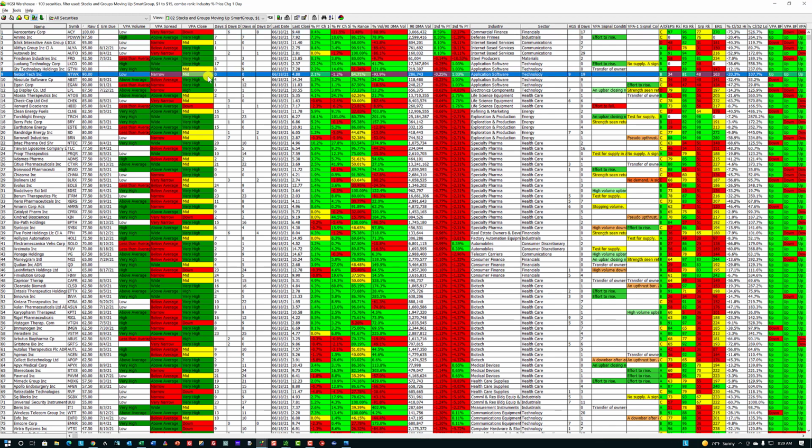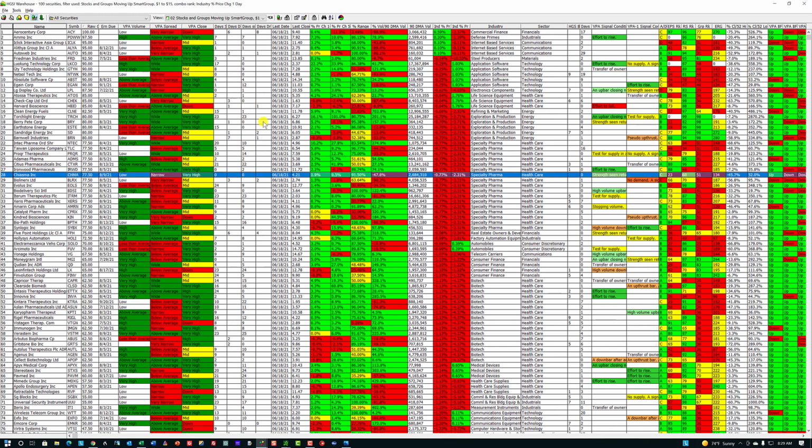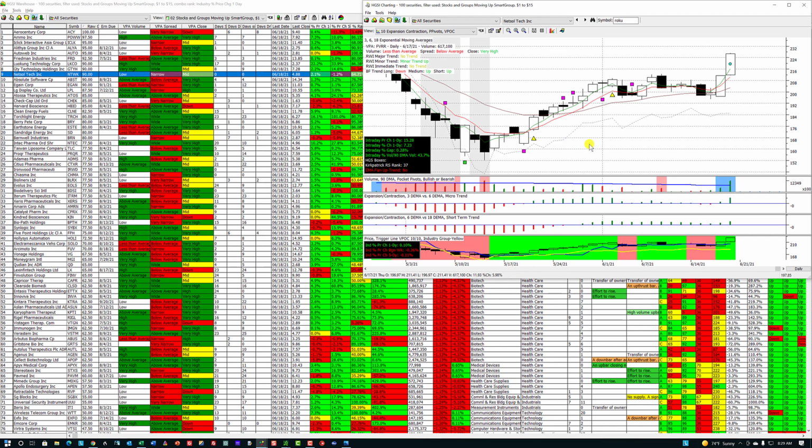So here's one. I haven't looked at this, but crossover on both the 13, there are the 3 crossing the 6 and the volume point of control. It's only a $4.88 stock. Let me see if I can find a net. Wow, this is an inexpensive one too. Well, I'm in the 1 to 15, no wonder. So let's just look at this.